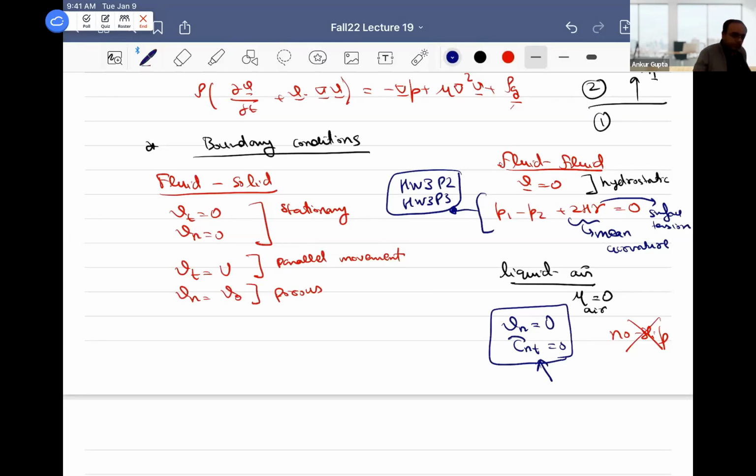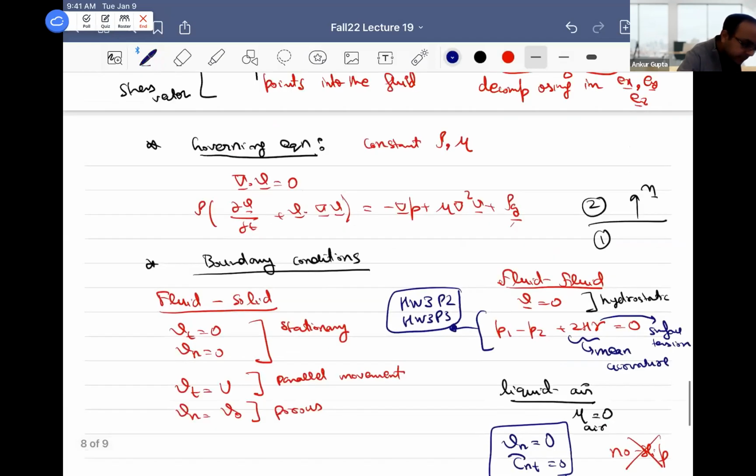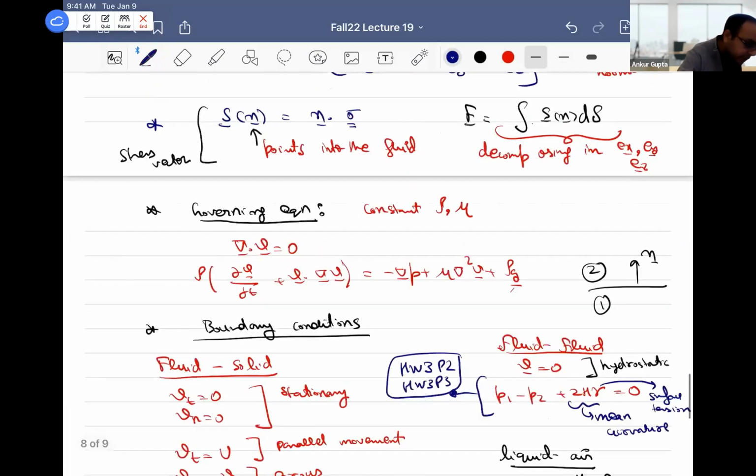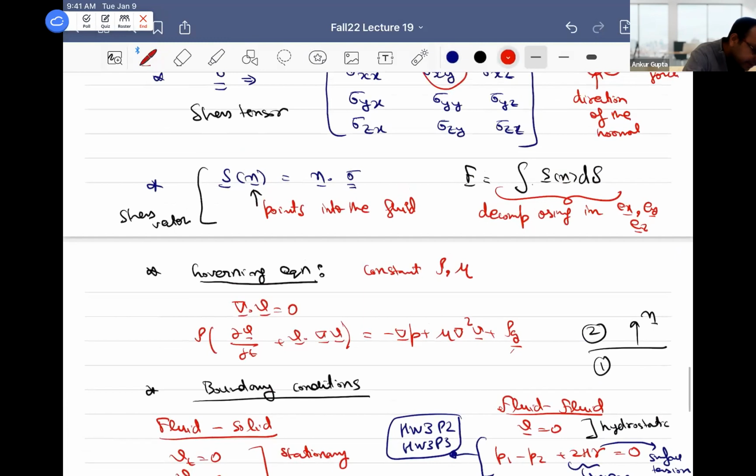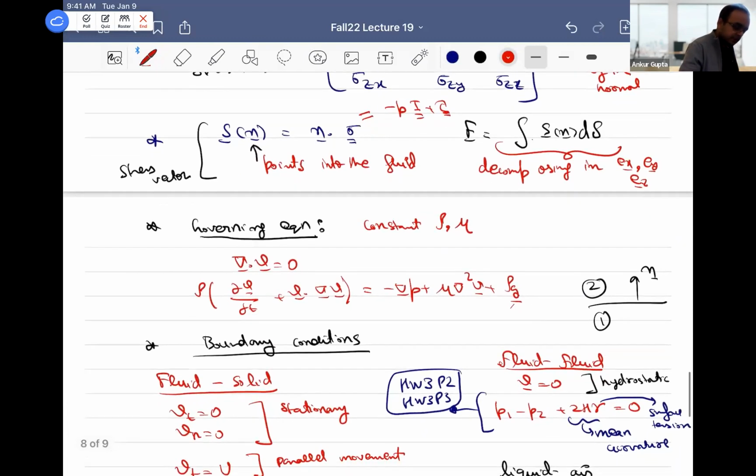By the way, I forgot to mention one small point here: we discussed that sigma is minus pi plus tau. Minus pi plus tau. All right.